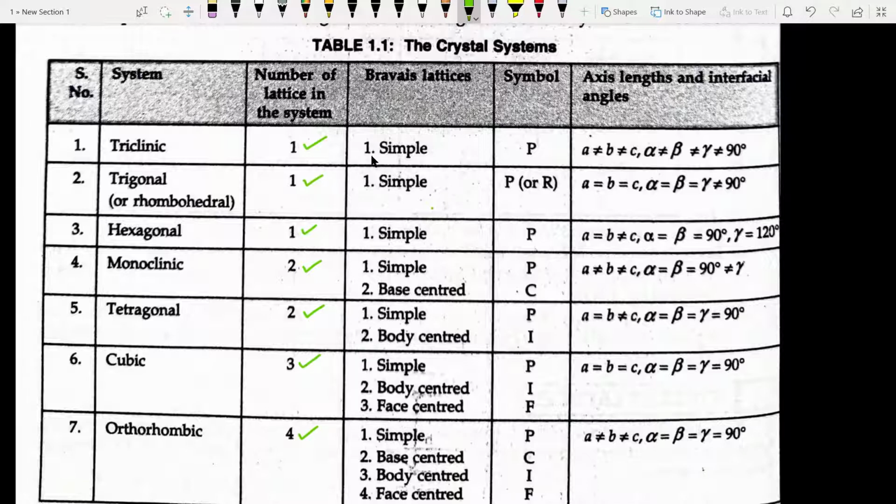Triclinic. There is one Bravais lattice that is called simple. P for primitive. P is a symbol of simple primitive. And here the repetitive unit vectors along the 3 axes are not equal. Angles are not equal, and none of them is equal to 90 degree.